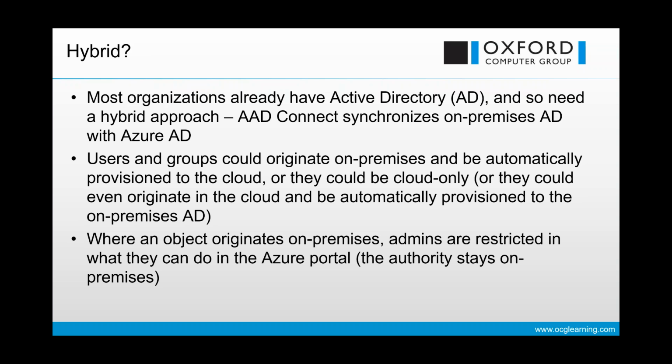That synchronization can be bidirectional. It's possible to do it the other way around, but what we usually care about is taking users, groups, contacts, and having all of those pushed up into the cloud so that we have the same users and groups available in both domains. Users and groups then will typically originate on-premise and be automatically provisioned to the cloud. They could be cloud only, they could be a mixture, and it is quite possible you could do it all the other way around, but I think that would be relatively rare. Where an object does originate on premises, admins are restricted in what they can do to them in Azure. The authority, in other words, stays on premises, and vice versa. If somebody's created in the cloud, then it's relatively restricting what you would do to them on premise.